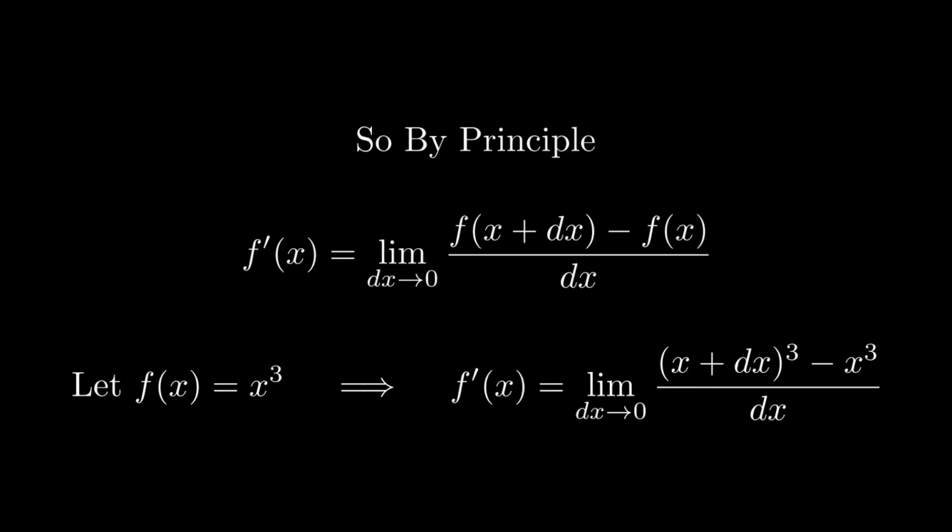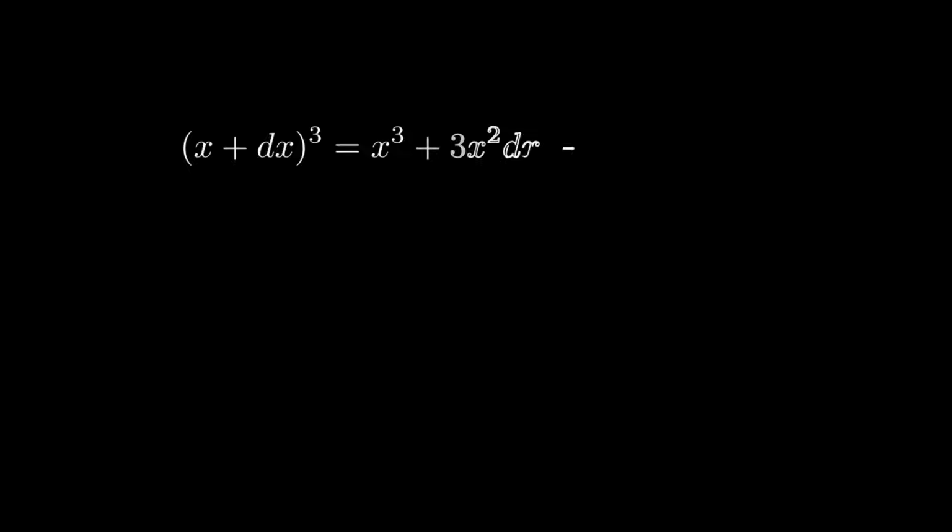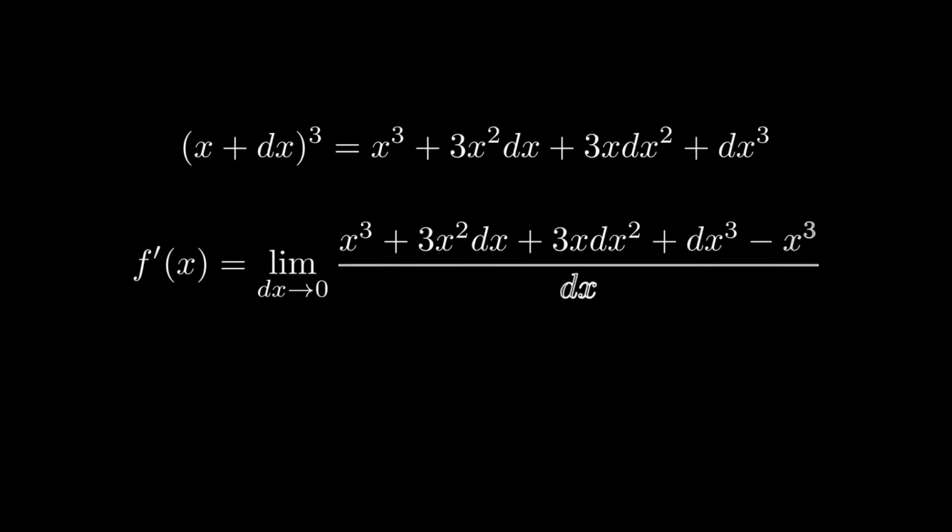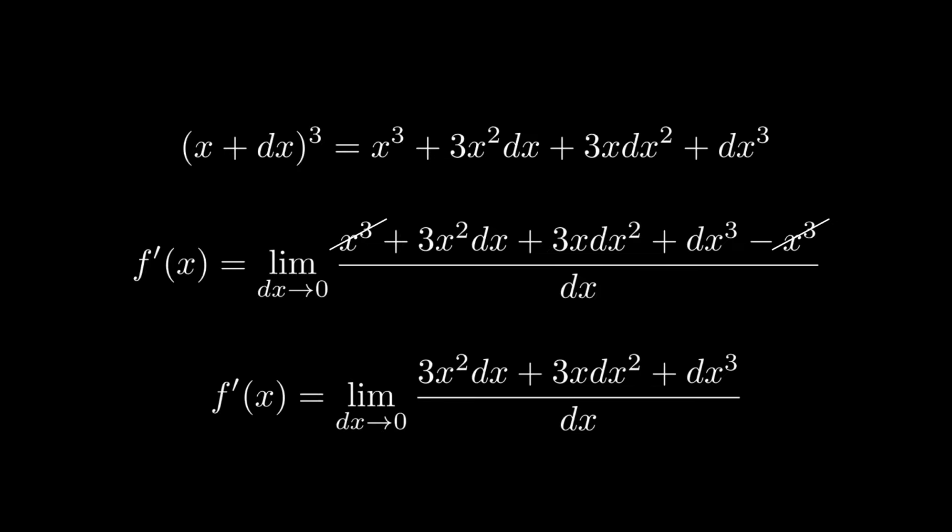Start by expanding (x plus dx) cubed. (x plus dx) cubed equals x cubed plus 3x squared dx plus 3x dx squared plus dx cubed. Subtract x cubed to get 3x squared dx plus 3x dx squared plus dx cubed.